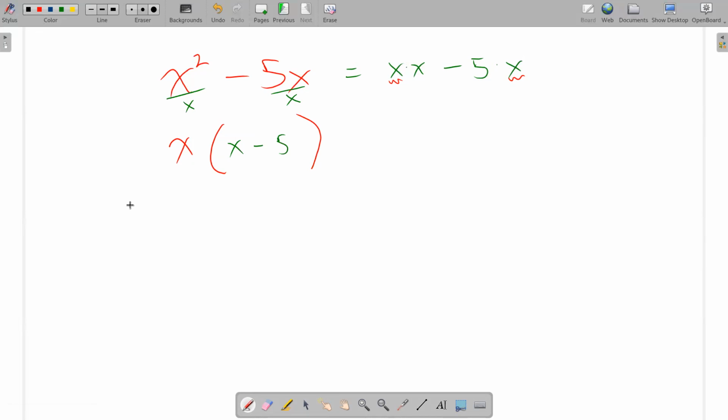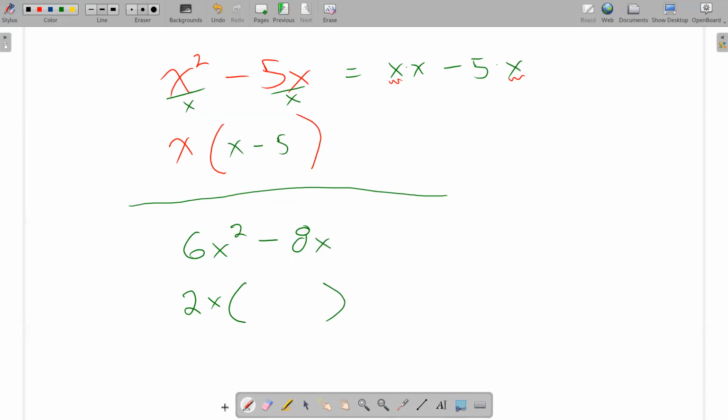So if instead I had something like, how about 6x squared minus 8x? When I look at this, I say, oh, 6 and 8 are even, so I could pull a 2 out. But they both have x's in common too, so I think I can pull an x out. So I think that's my greatest common factor.